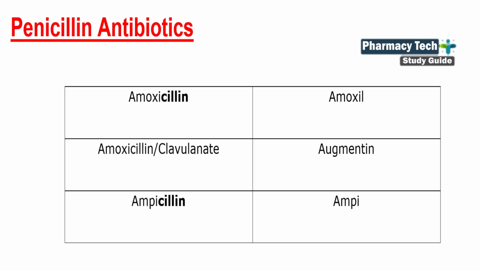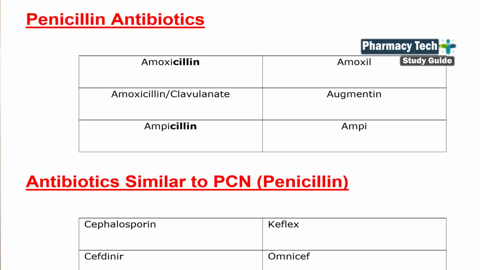You can notice there is a suffix for penicillin antibiotics as well, which is cillin. So anytime you see a medication ending in cillin, that most likely belongs to the drug category penicillins. Now, there are some antibiotics similar to penicillins. They're not exactly penicillins, but they are like sisters to penicillin. Some of the common medications are cephalexin, name brand is Keflex, and then cefdinir, name brand Omnicef.